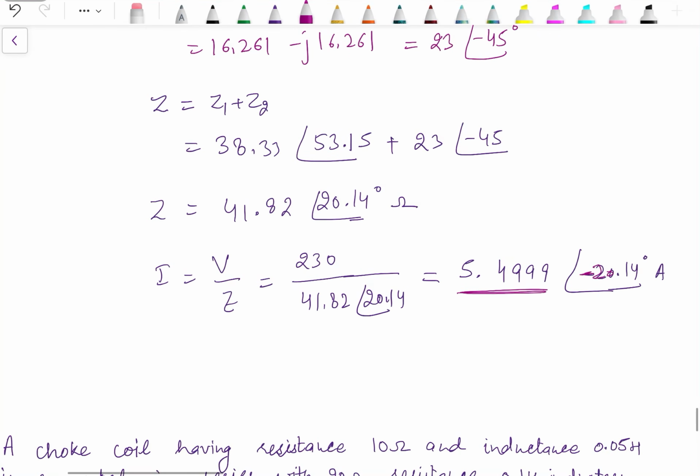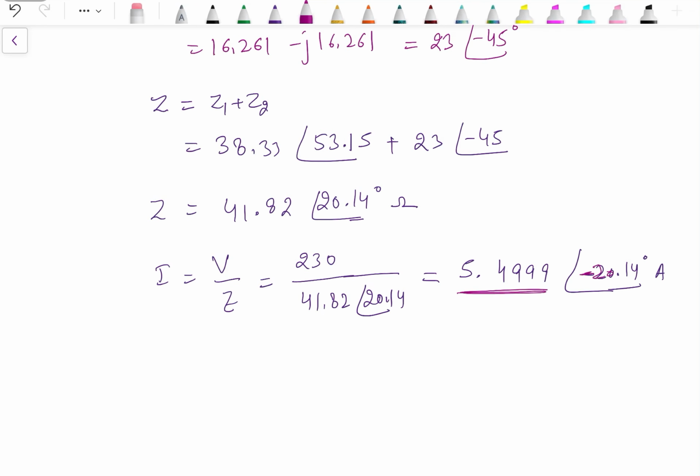So we need to find out the power factor. Power factor is cos of minus 20.14, which is 0.939. Since our sign is negative with the angle, it's a lagging power factor. We need to mention this always, whether the power factor is lagging or leading.